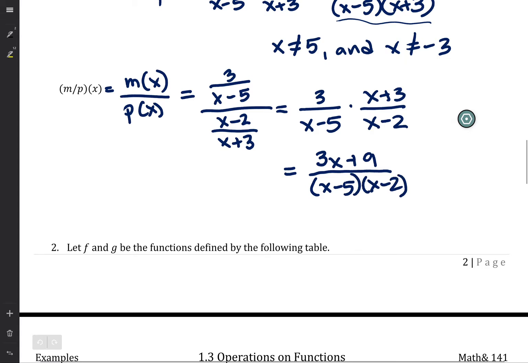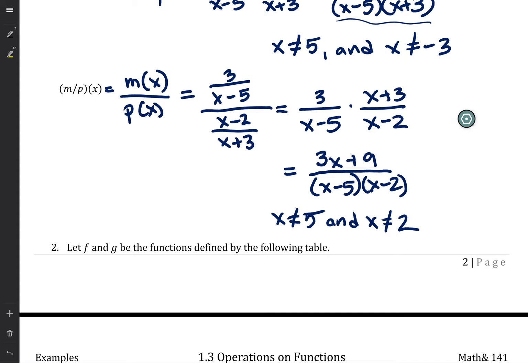And this one actually gets really interesting because if you just look at your final answer, I would say the domain is x cannot equal 5 and x cannot equal 2. And if you said that, you wouldn't be wrong so far, but you also wouldn't be done. So remember, even though I can't see this in my answer, the definition of m over p is you take m of x and you divide by p of x, and this creates a new function.